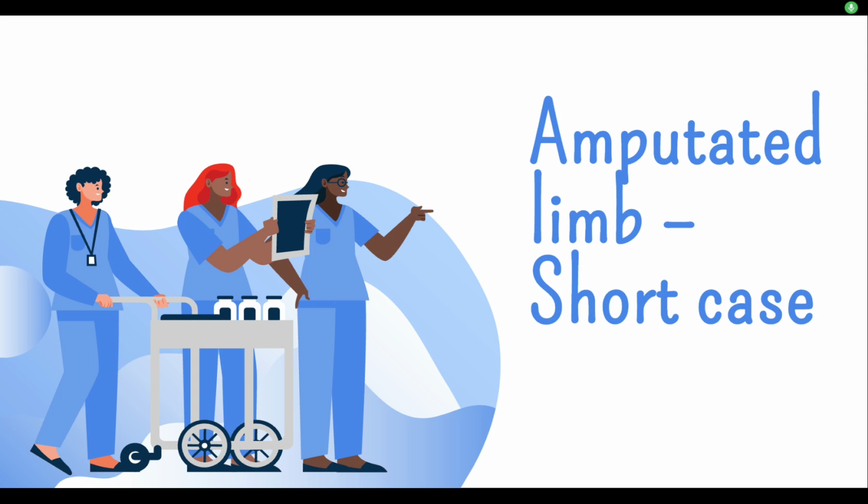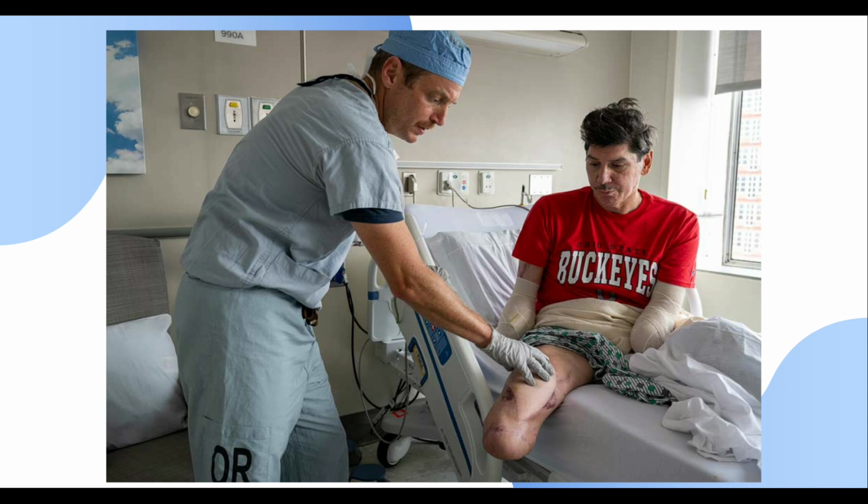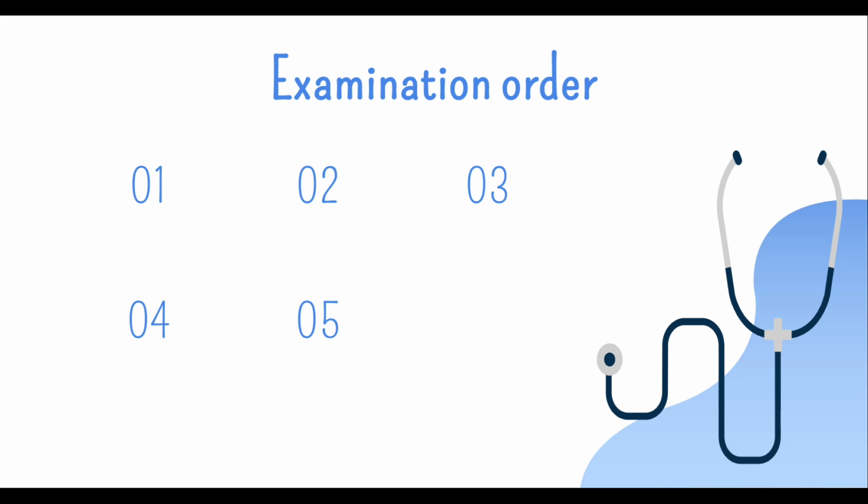Today's session, we are going to talk about how to approach a short case of amputated limb. So, in the exam, you can get a patient with amputated limb, with or without gangrenous toes. Those patients are usually presented with peripheral vascular disease. So, in this case, you have to examine both lower limbs. You have to examine the amputated limb first and then the normal limb.